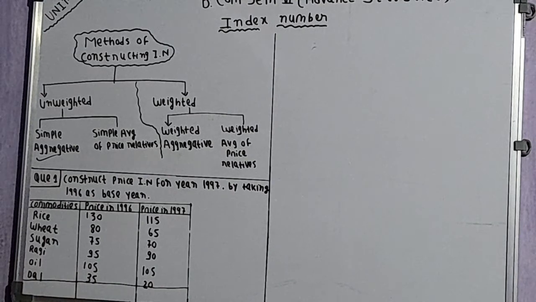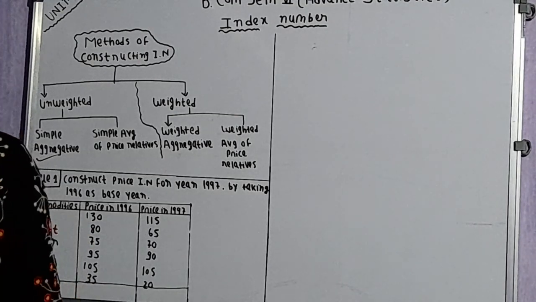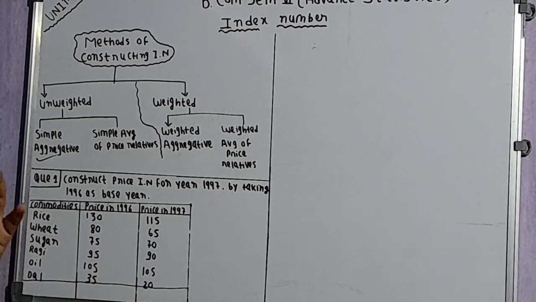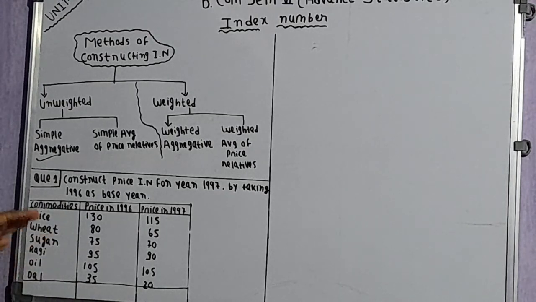So what is basically done in this method? In this method, first of all, the sum of the items of the current year is added. After that, the sum of the items of the base year is added. And after that, the sum of items of the current year is divided by the sum of items of the base year and multiplied by 100 in order to get the index number. You are going to understand this procedure better when we discuss it with the help of an example. So let's see what has been given in the example.